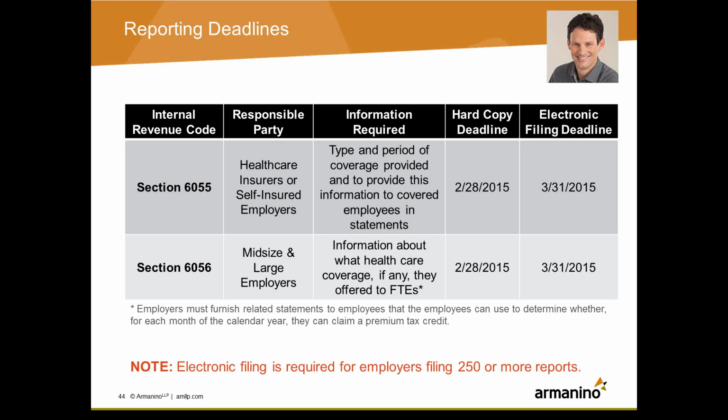These are exactly the same as your 1099 reporting. So by January 31st, you have to send these forms out to your employees. Then the government reporting happens if you're a paper filer on February 28th. And if you're using the electronic filing method, that switches to March 31st. Note that some employers are required to file electronically, and that's if you have 250 or more reports. The report is essentially each individual employee.